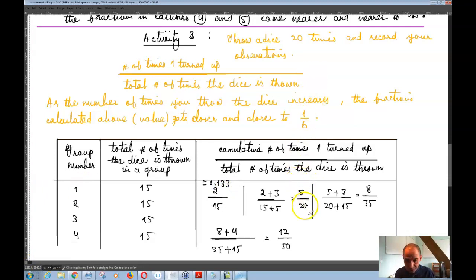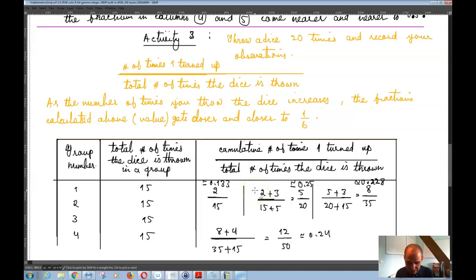So 5/20 is the same thing as 1/4, so 5 divided by 20 is equal to 0.25. So this is approximately 0.25. 8/35 is the same thing as 0.228. And 12/50 is the same thing as 0.24. This is approximately 0.24.